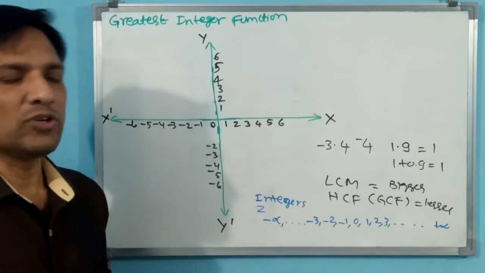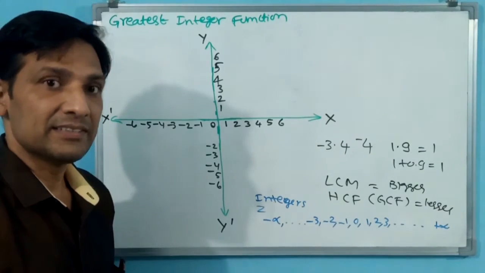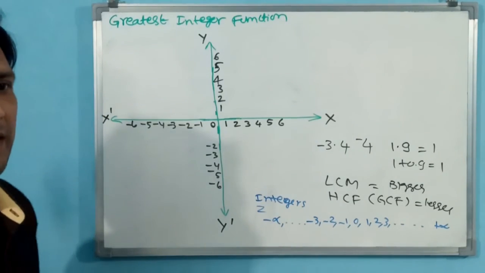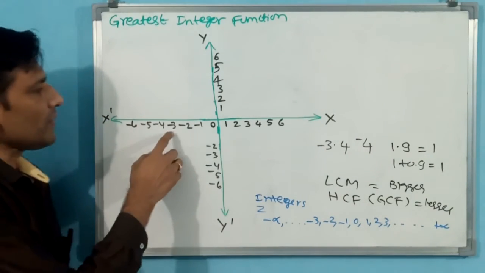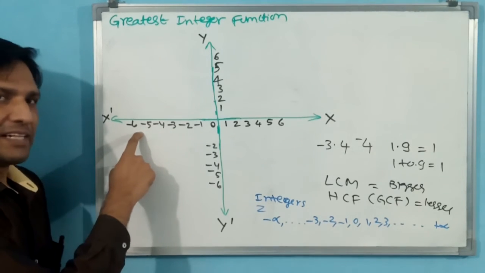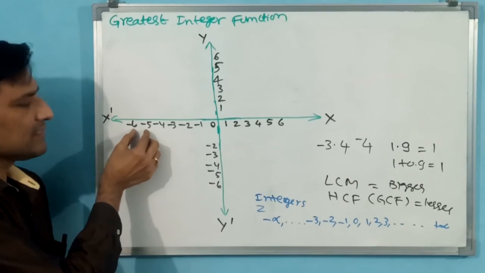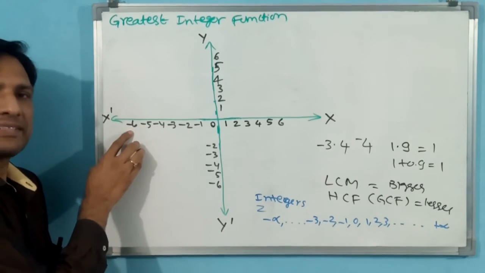36.33, only 36 will come. Minus 29.7, minus 30 will come. Why? Because see, minus 5.7, then minus 6 only will come. Why? Because it is between minus 6 and minus 5, but the lesser value is minus 6.